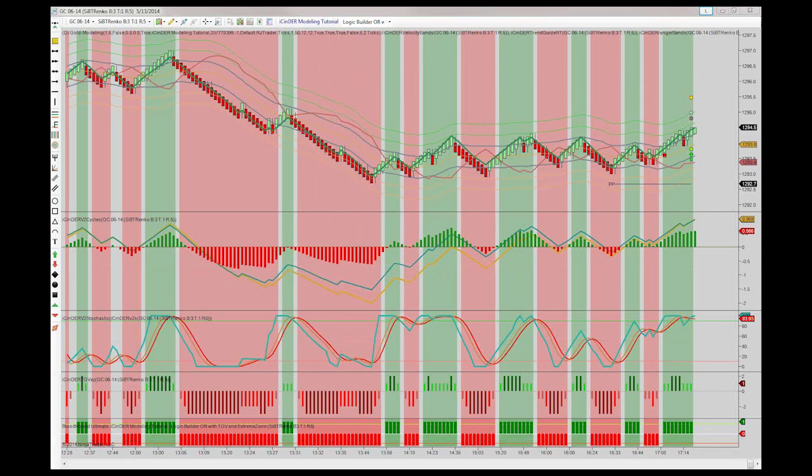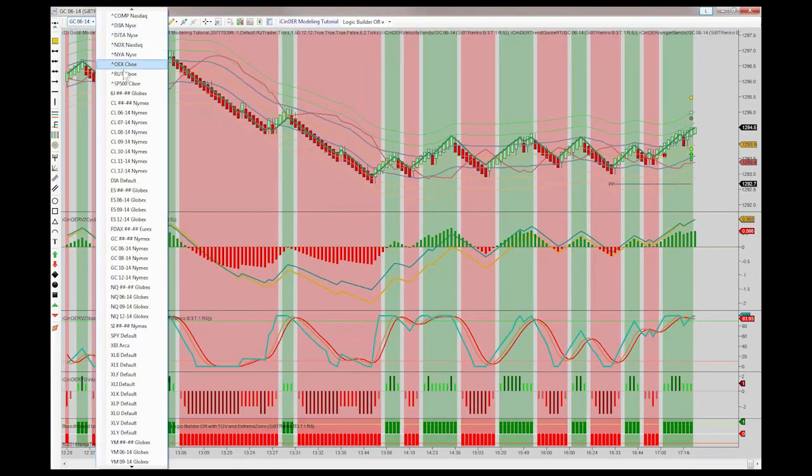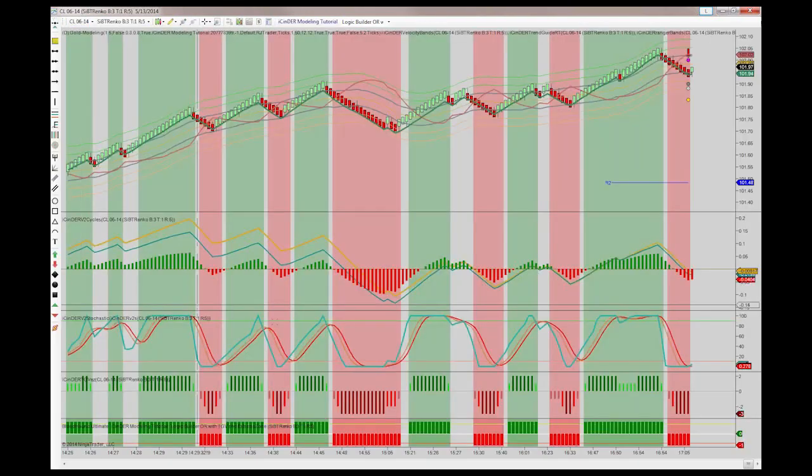Does that sound good? Okay. I'm just going to go ahead and change the symbol to oil. I'll leave the Renko bars. I think we're still 614, I think is still the current front contract. Okay, here we go. Here's oil, and this is 1400.